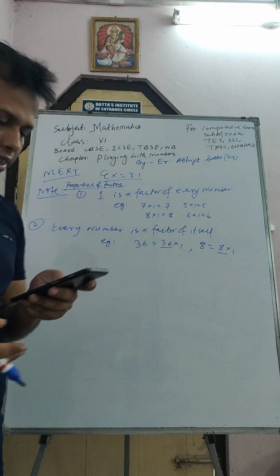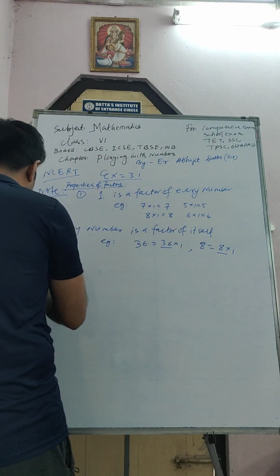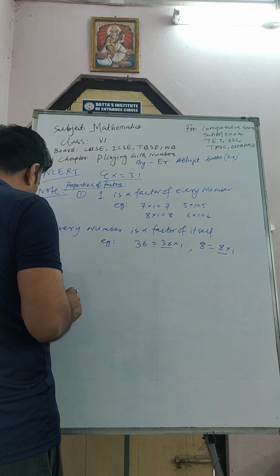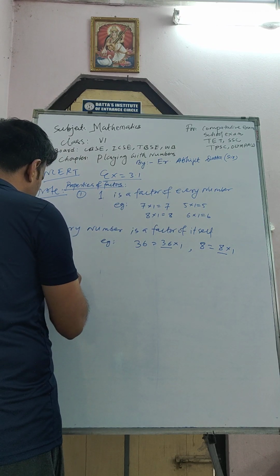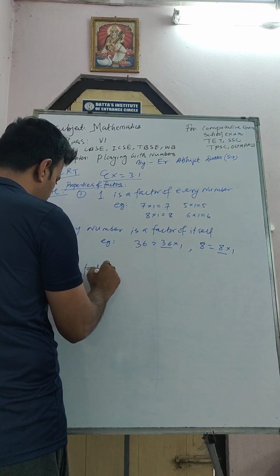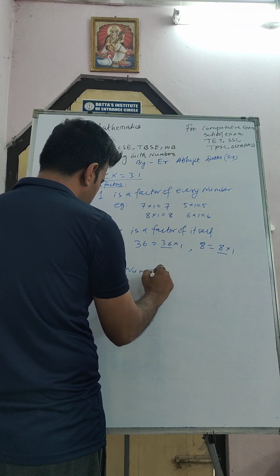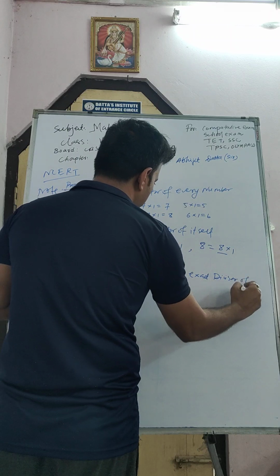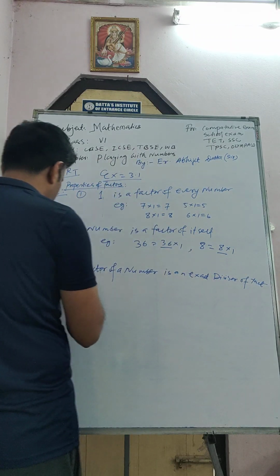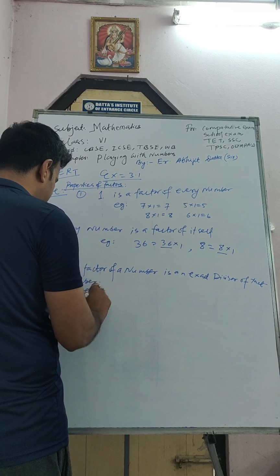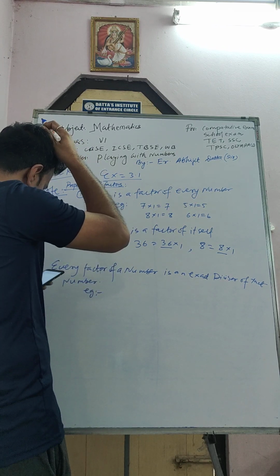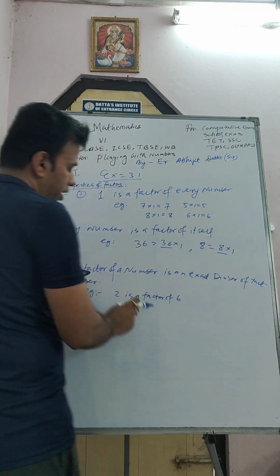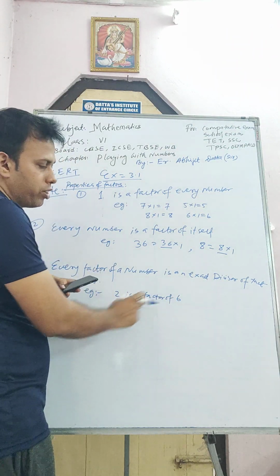Okay, next property. What's number 3? Every factor of a number is an exact divisor of that number. Okay, and I take one example here. If I take example 1, 2 is a factor of 6, and 6 is exactly divisible by 2, and we will get the answer 3.